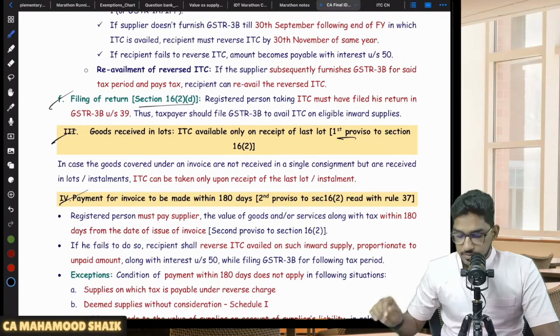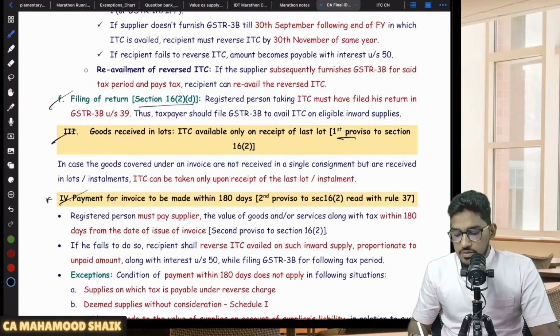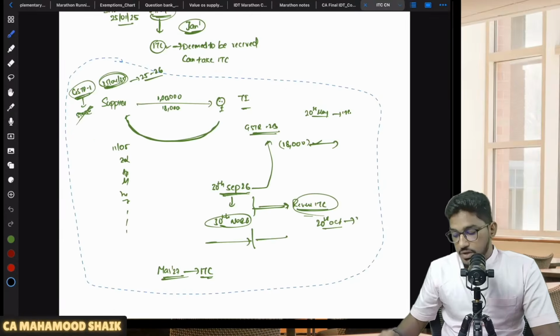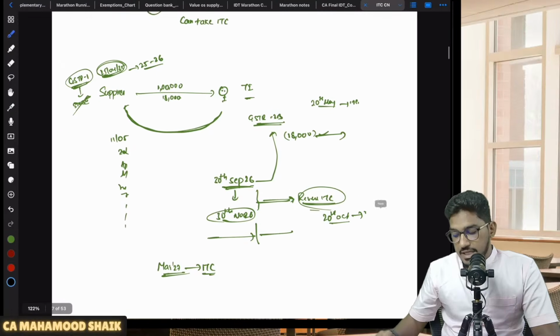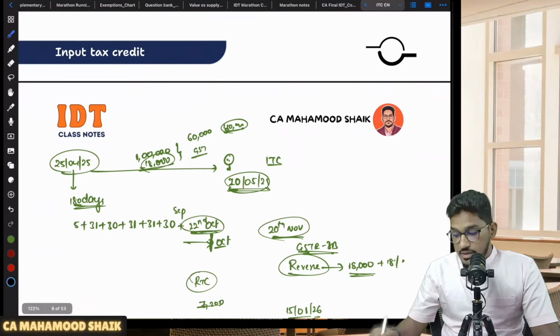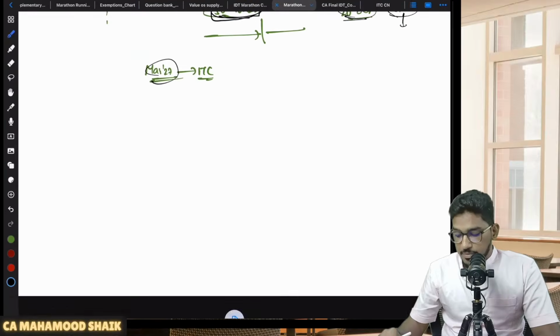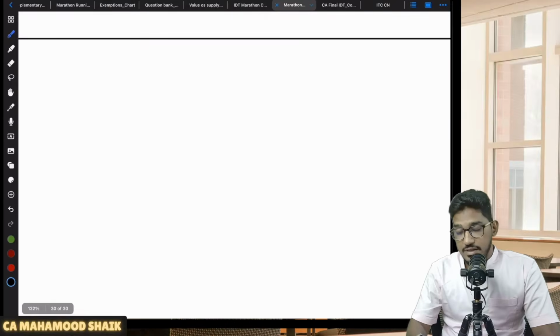That is the first proviso. Then we have the second proviso. This is very, very important. Payment condition: you should make the supplier payment within 180 days as a recipient.